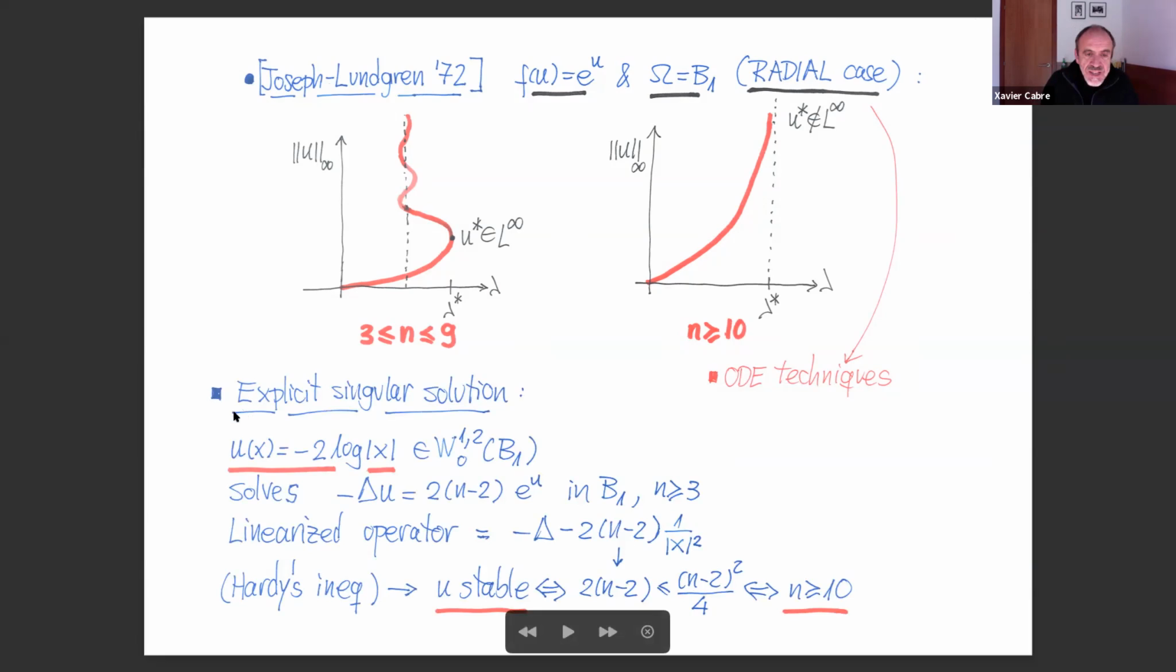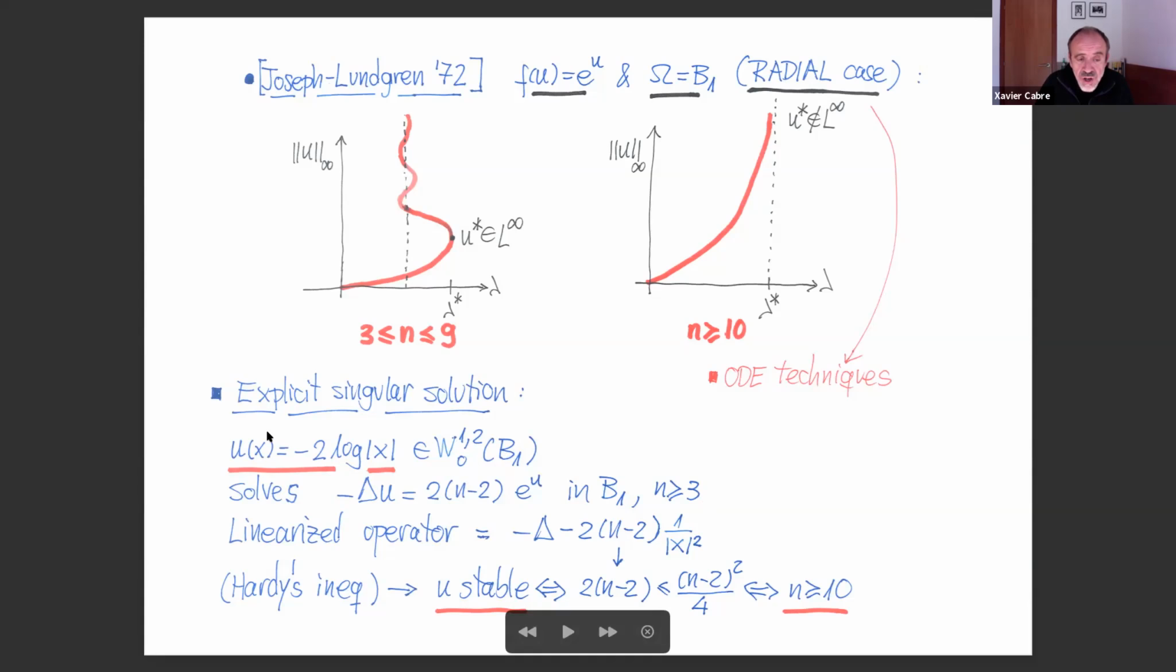This argument. There is an explicit singular solution. Here it is: the logarithm of 1 over x squared, which solves what we call the Gelfand equation, okay? For this parameter lambda, in the unit ball, this function is 0 on the boundary. It's positive in the unit ball, and it solves the problem for this parameter in dimension 3 and higher. It's a singular solution because it's a logarithm.